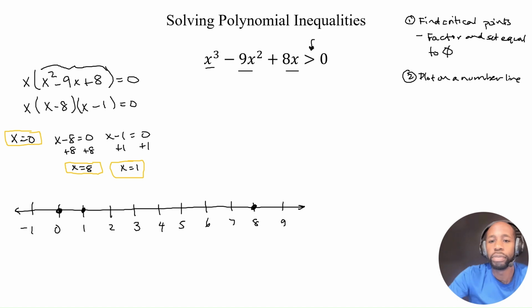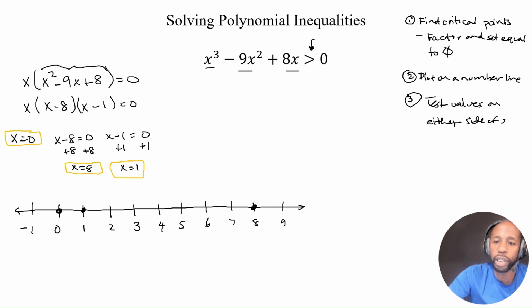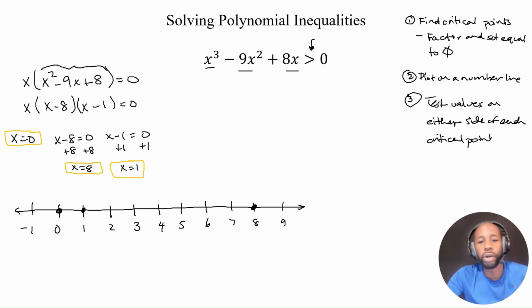So test values on either side of each critical point. So in other words, we're going to test values in the following locations. We're going to test a value over here. In between these, we're going to test some value between 1 and 8. And then we're also going to test some value after 8.